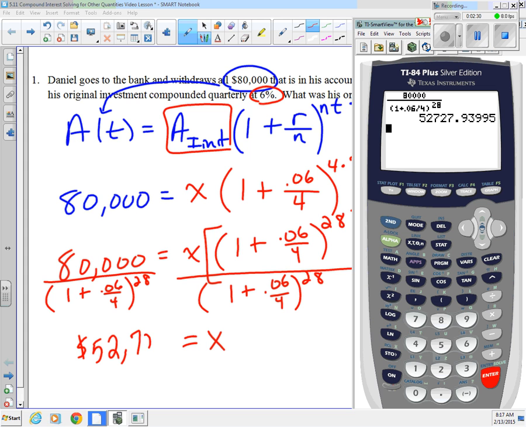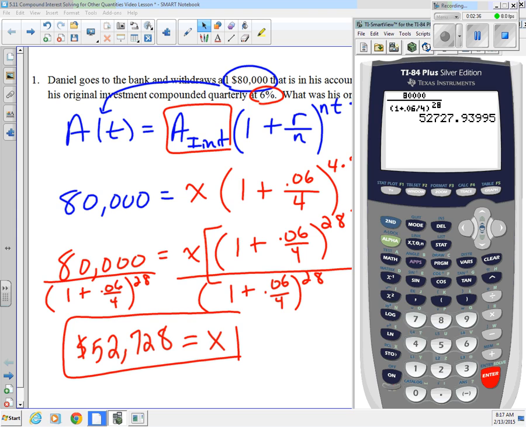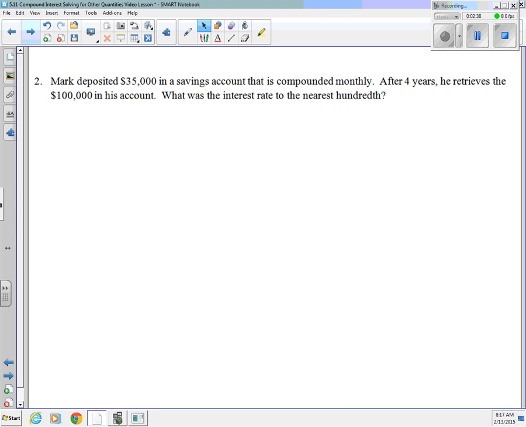Kind of a strange number, but perhaps he had an account and he reinvested the money that he had in that account. All right, next one is the second one I'm going to model for you, just so you get an idea. So Mark deposits $35,000 in a savings account that is compounded monthly. After 4 years, he retrieves the $100,000 in the account. What was the interest rate?